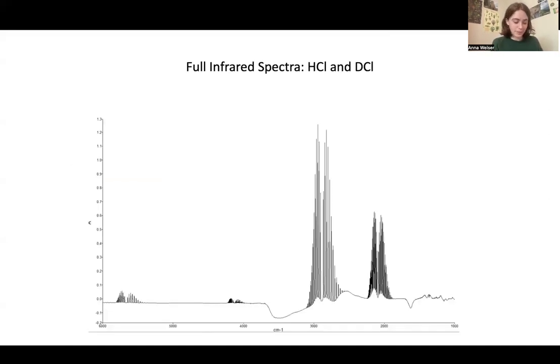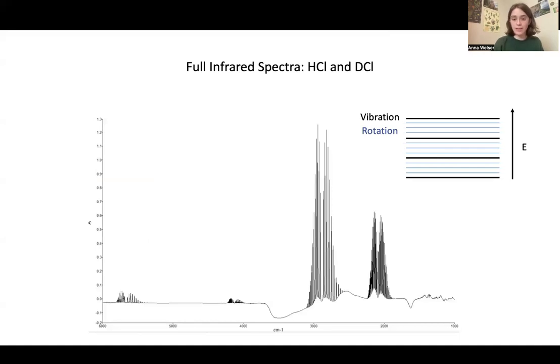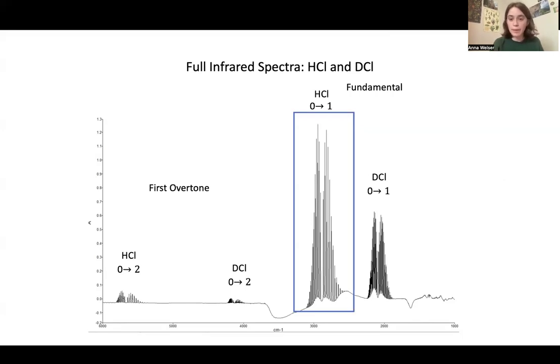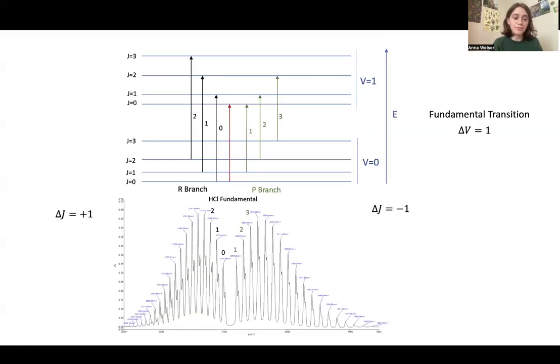Here is the full spectrum, and first we might immediately notice that we have these 4 clusters, and each of these clusters, shouldn't be surprising, represents vibration, and then the little peaks making them up are the rotational energy levels that are more narrowly spaced. Here we can also assign HCl and DCl based off of their wavelength, and overtone and fundamental transitions based on both the wavelength and the population. So what does that mean? Let's take a look at the fundamental HCl transition.